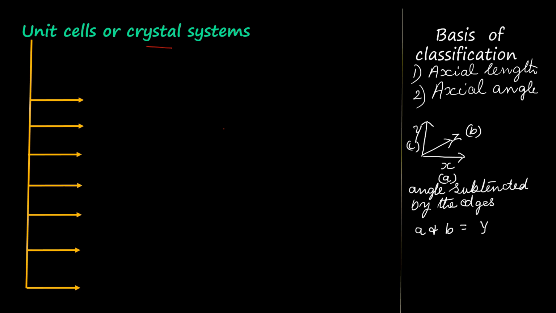The angle subtended by A and B is gamma, that by B and C is represented by alpha, and that by A and C is represented by beta. The magnitudes of these angles are also compared while doing classification. Now we will discuss and note down the details.